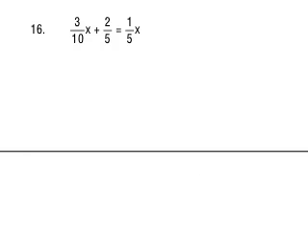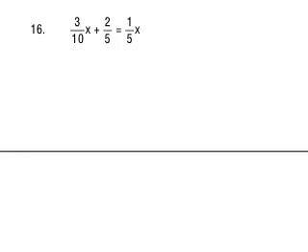Number 16. 3/10 x plus 2/5 equals 1/5 x. Alright, now here we want to clear fractions. We could add these together. We could work it as fractions, but it's always easier to clear the fractions, and that's actually what we want you to get experience doing. So even though this is a relatively simple problem, it'll be a lot easier for us to deal with if we don't have fractions.